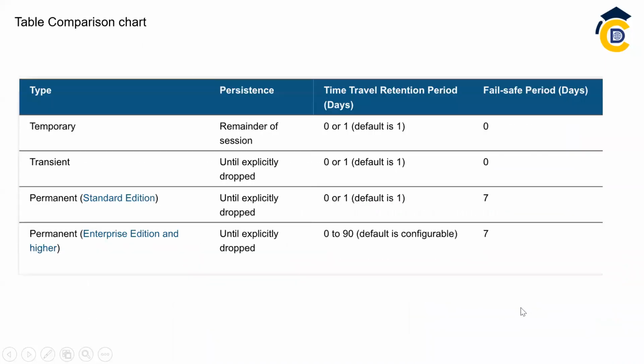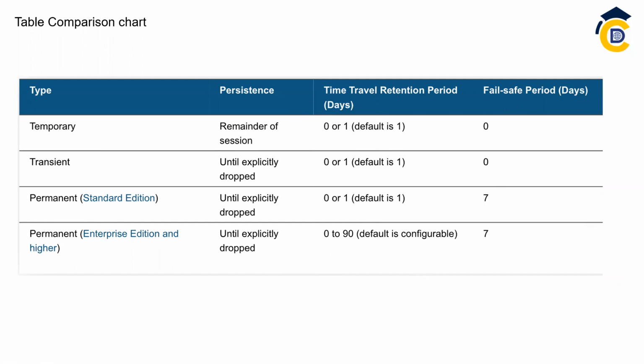And to connect the dots, we had seen these temporary tables here. If you see, temporary time travel retention period is 1 max, transient is 1. For permanent, it is 1 for Standard edition, and for Enterprise edition, it is 90 days. Fail-safe is 0 for temporary and transient. For permanent, it is 7.